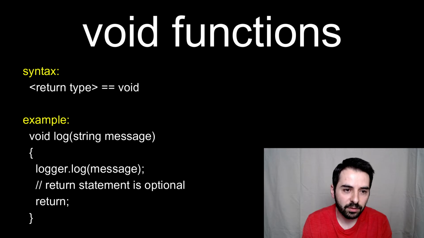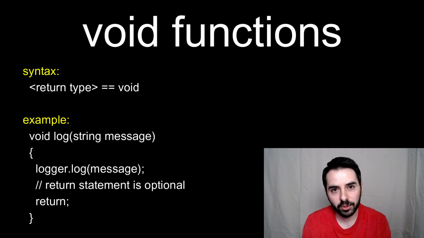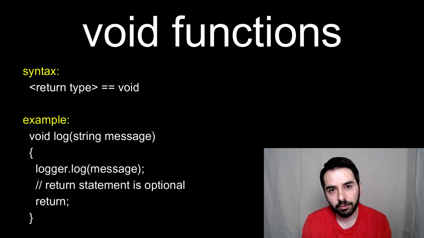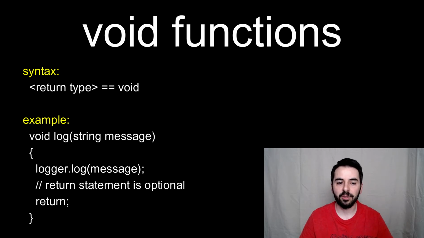So for instance, if it's a log, we can say void log, and then the only parameter is a string message, right? The message is the name of the parameter, string is the type. So apparently for void functions we cannot assign the result of the function call to a variable because it doesn't return a result.